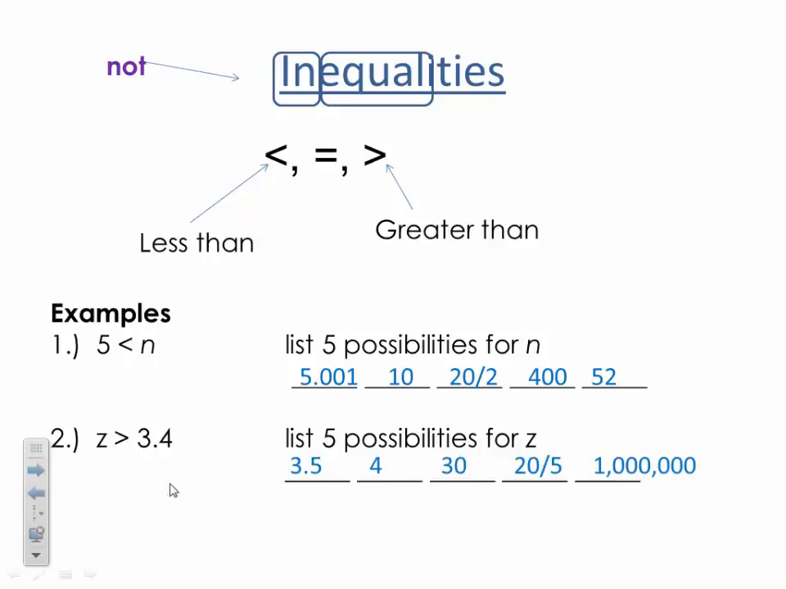Okay, here's mine. Is 3.5 greater than 3.4? Sure it is. 4 is greater than 3.4. 30 is greater than 3.4. How about this? 20 over 5 equals what? 20 divided by 5 is 4. Is that greater than this? Sure it is. How about a million? Duh, right? Of course it's bigger. So remember, inequalities because they're not equal. Either greater than or less than.